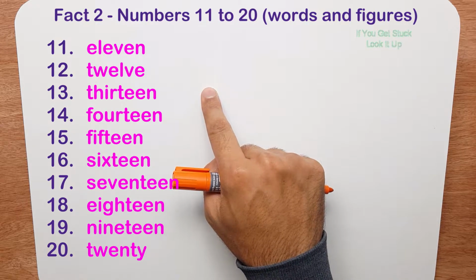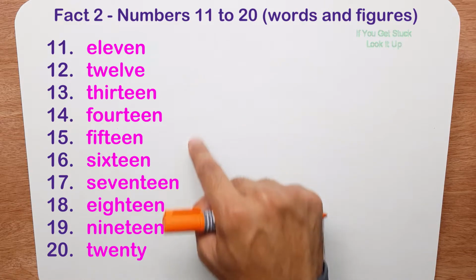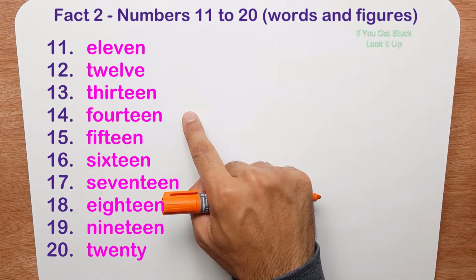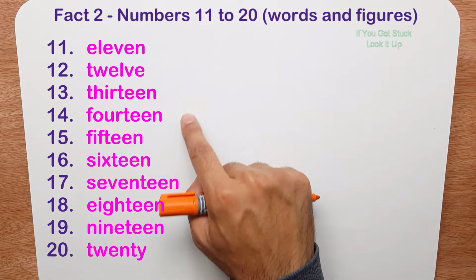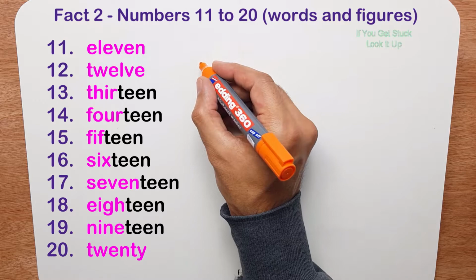Now we're looking at maths fact 2, and those are the numbers 11 to 20. Now I just want to highlight a few points. So if you look at the numbers 13 to 19, you'll see that they all end in teen. So let me write that down.